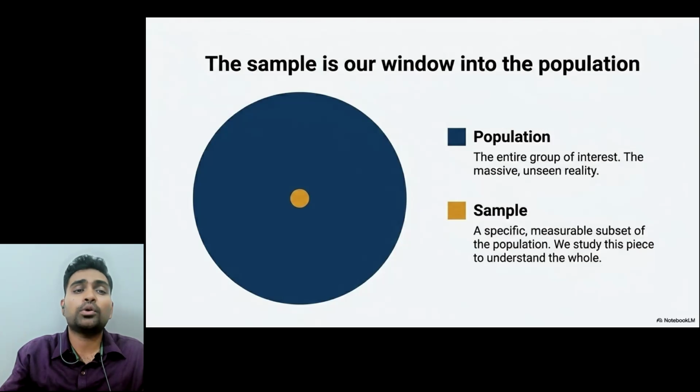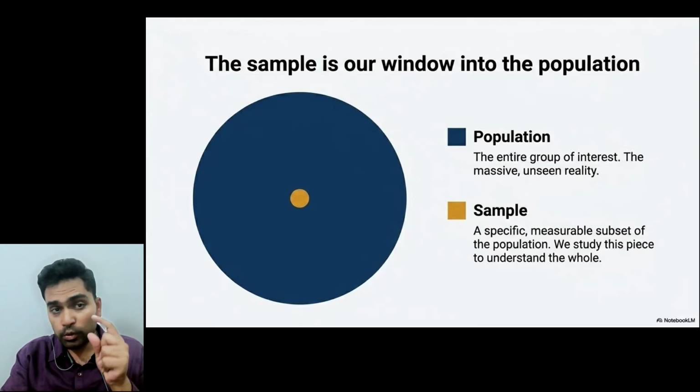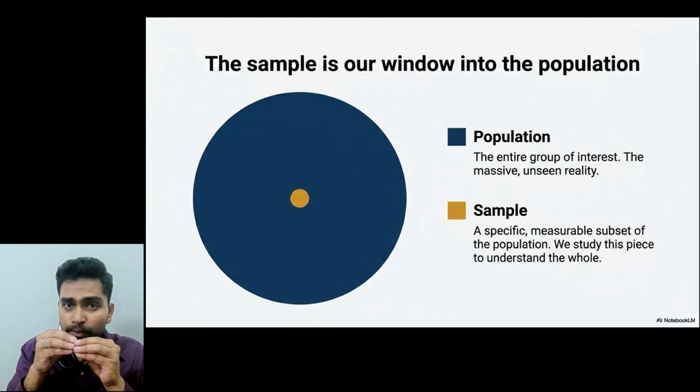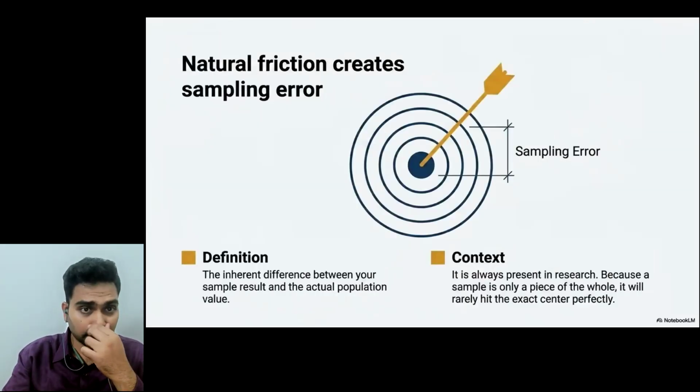It is our window to the population. There is no other alternative. There is no other way to study large groups of people. This is the only way. That is why we do our best to make sure that our approximations from the sample are a good fit for the population. We try our best.